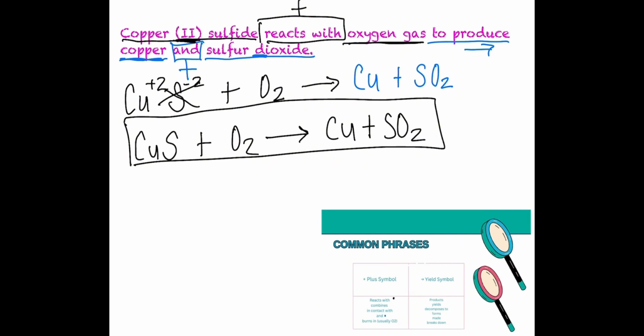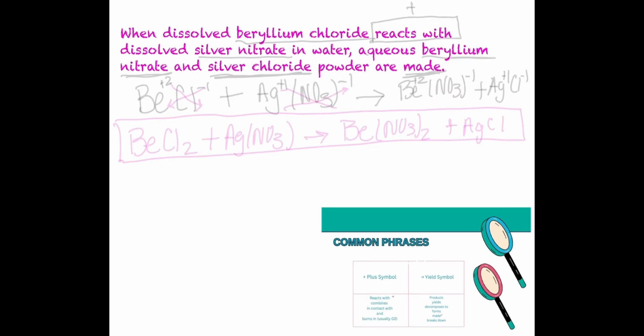All right, let's do our last example. Okay, so when dissolved beryllium chloride reacts with dissolved silver nitrate in water, aqueous beryllium nitrate and silver chloride powder are made. All right, so let's go ahead and identify this.